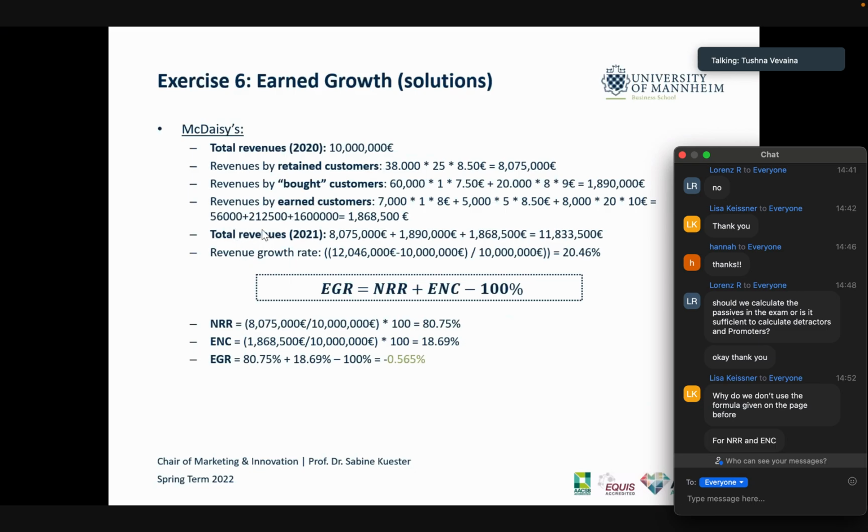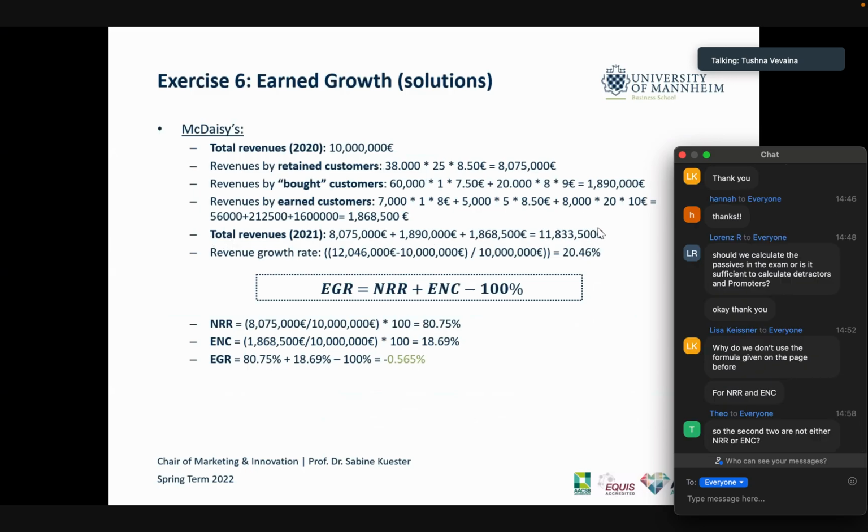And what we also see is that we add up these revenues and calculate the total revenue for 2021. And we do this to compare it with your total revenues of 2022. Now, you're not asked to calculate the revenue growth rate, but we are going to do it for the purpose of giving our recommendations and interpreting our results. So as we can see over here, your growth rate from 2020 to 2021 is 20.46%. So well, your revenue grew.